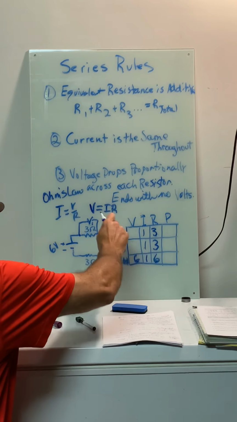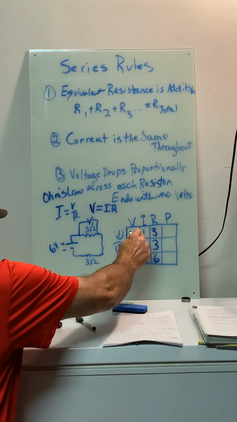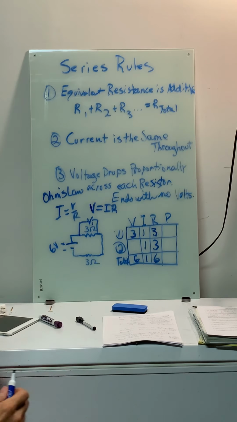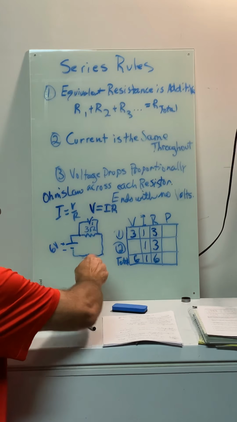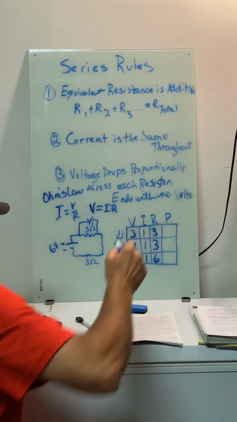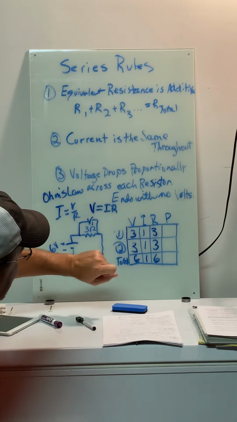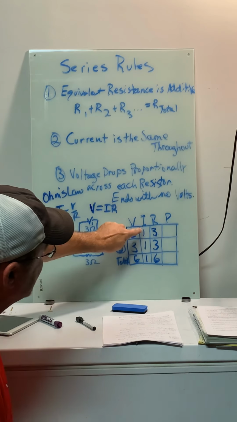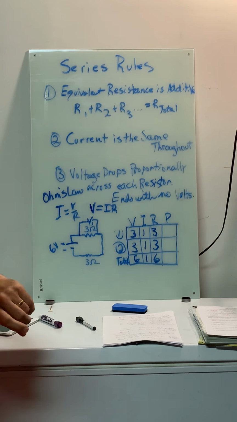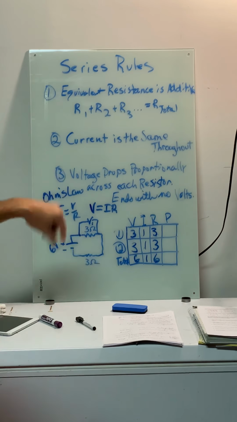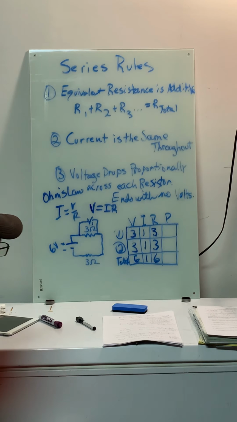So we're going to use this equation: 1 times 3 is 3 volts, a potential difference or voltage drop. Since this resistor is the same size, we know it's going to be the same right there. And total voltage, 3 plus 3, gives me 6. My series rule says current is the same throughout, and resistance is additive, so 3 plus 3 is 6.